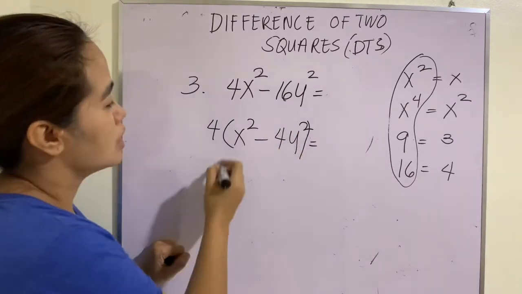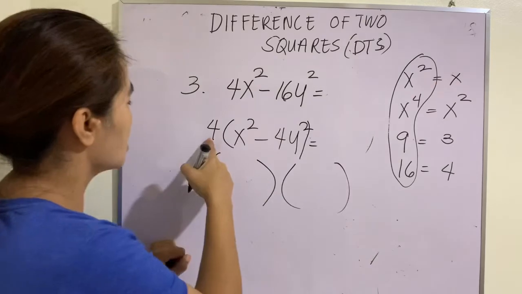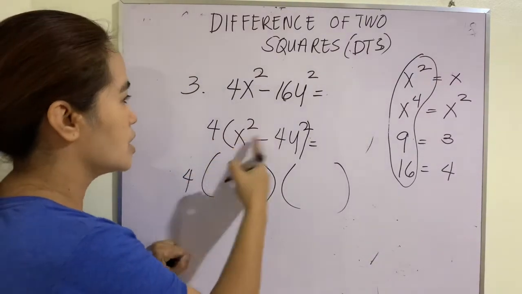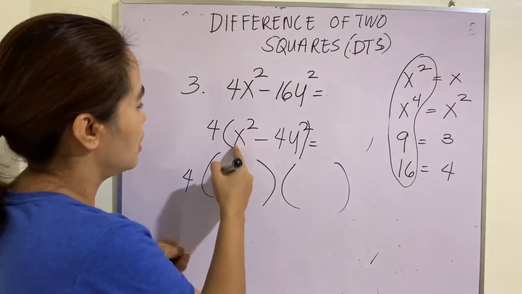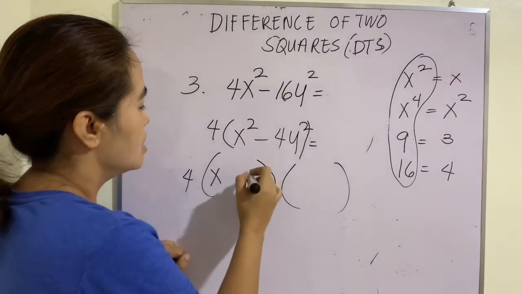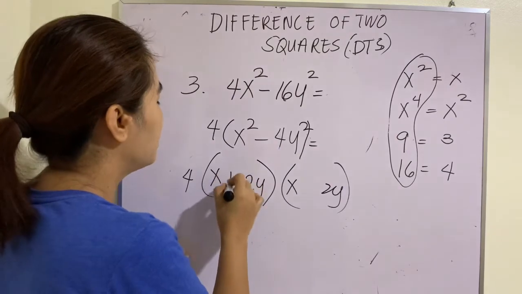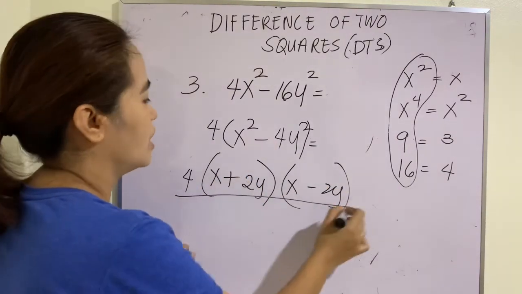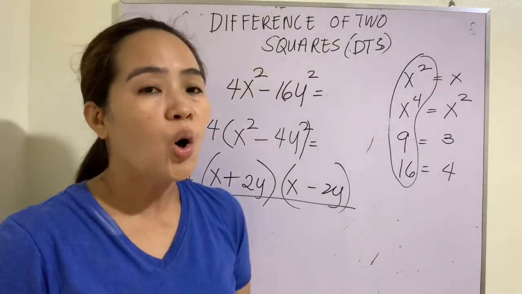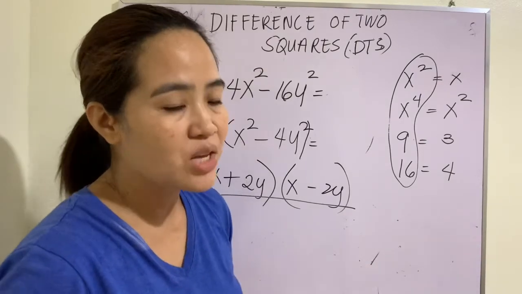Okay. So to get the factors, you just copy this one. Factor this as DTS. The square root of x squared is x, and the square root of 4y squared is 2y. One positive and one negative. So this one is the prime factorization. Always get the prime factorization. Okay.